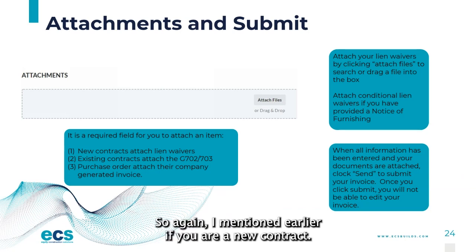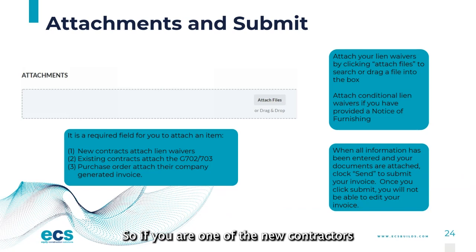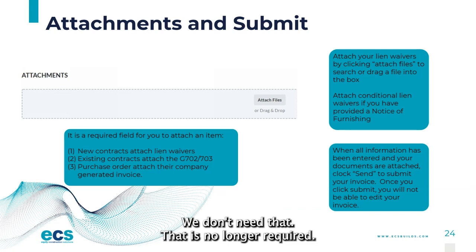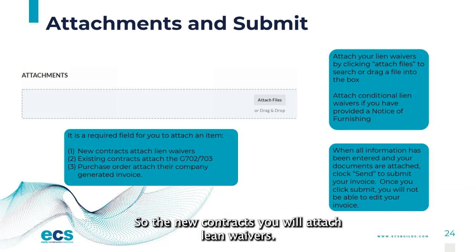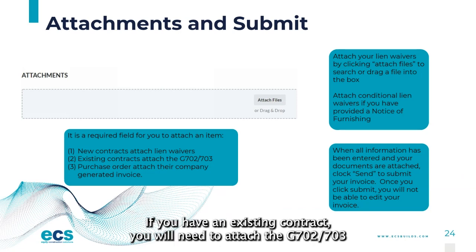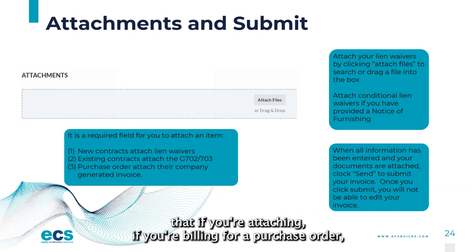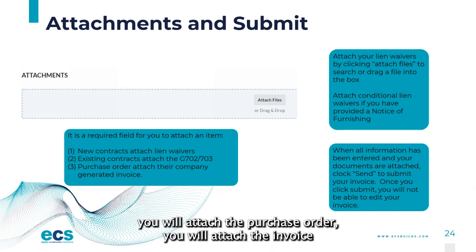Again, I mentioned earlier, if you are a new contract, so if you're one of the new contractors on TruePoint, there is no need to attach a G702 invoice. We don't need that. That is no longer required. So for the new contracts, you will attach lien waivers. If you have an existing contract, you will need to attach a G702, 703 because you have not gone through the schedule values process. Then if you're billing for a purchase order, you will attach the purchase order.